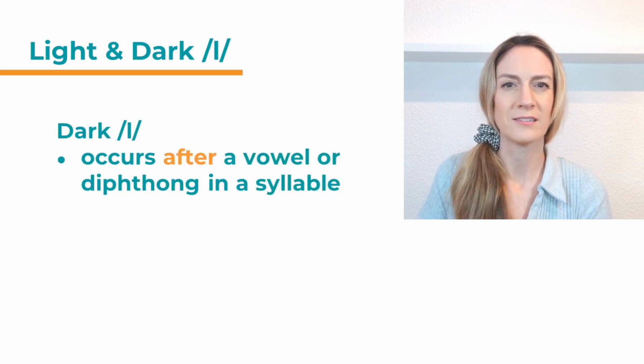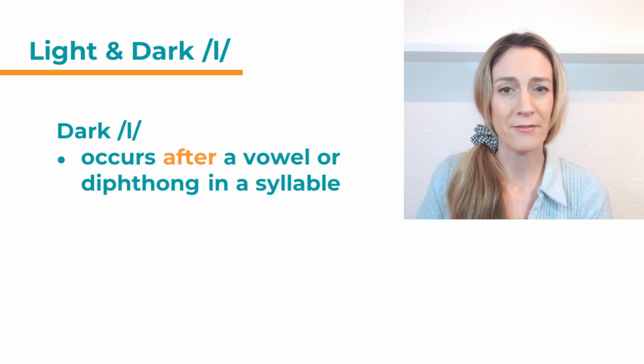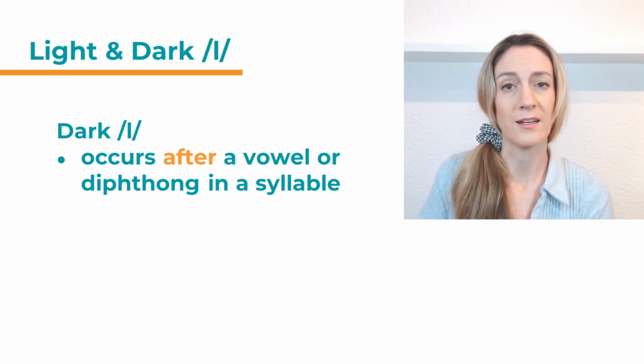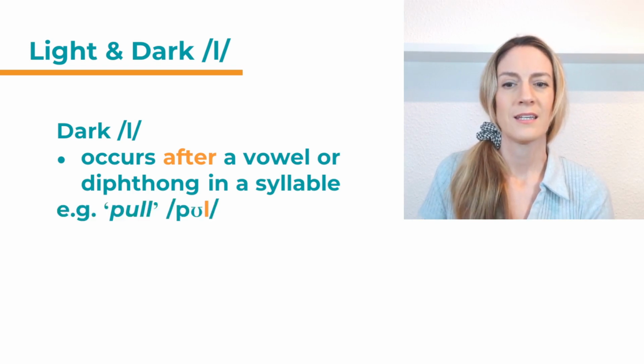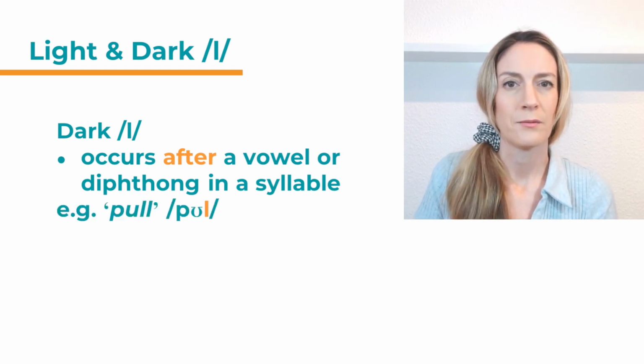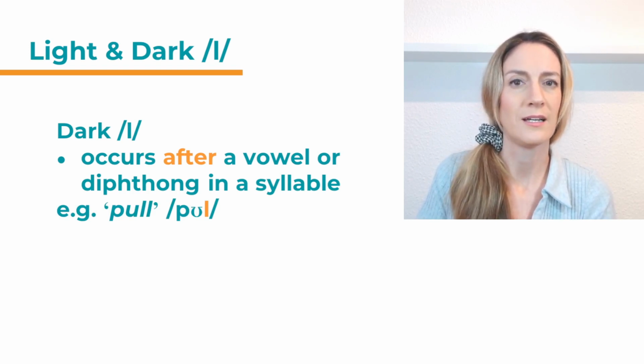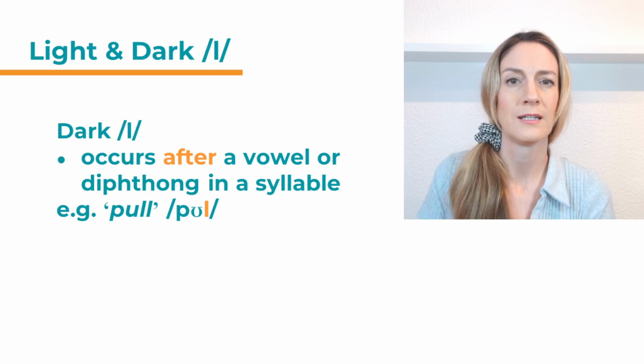So the dark L, what about that one now? So this one comes after a vowel or diphthong in a syllable. So the position is different. It's not at the start, it's after the vowel in the syllable. And here is an example word now. Pull. We have p, o, l. Pull. And again, I encourage you to say it slowly and focus on the place of your tongue.